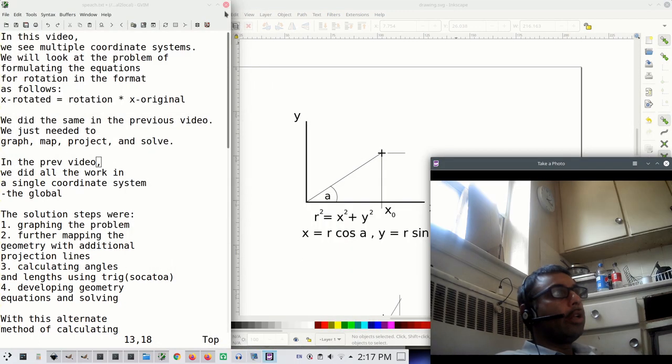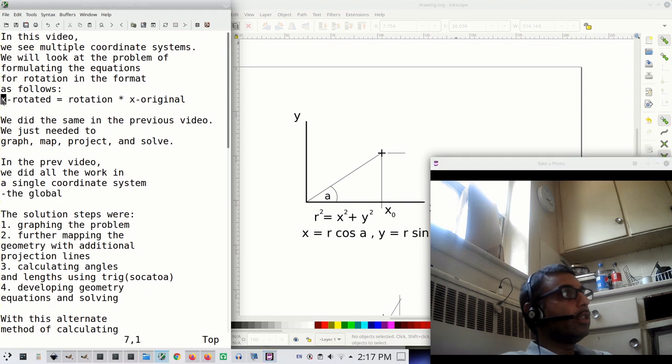Hello, and welcome to a video about math for graphics. In this video, we will see multiple coordinate systems. We will look at the problem of formulating the equations for a rotation in the format as follows: x rotated equals rotation times x original. We did the same in the previous video. We just needed to graph, map, project, and solve.